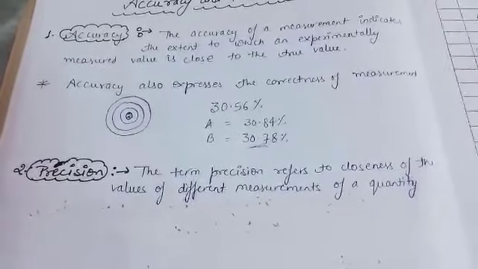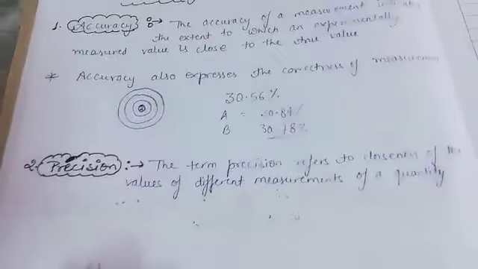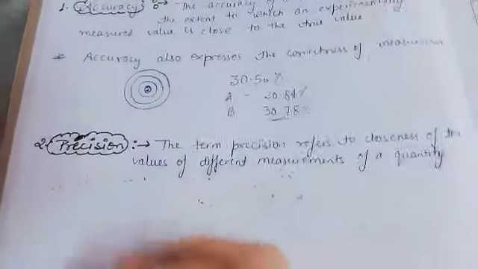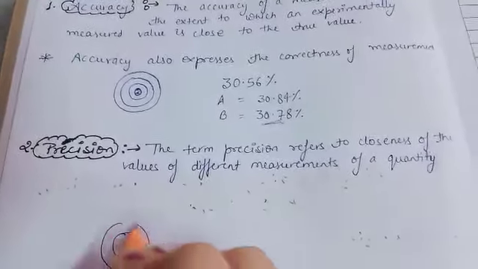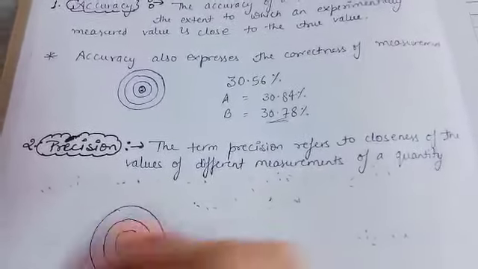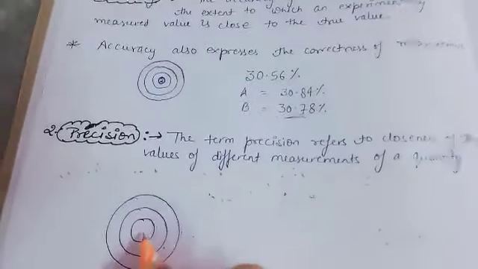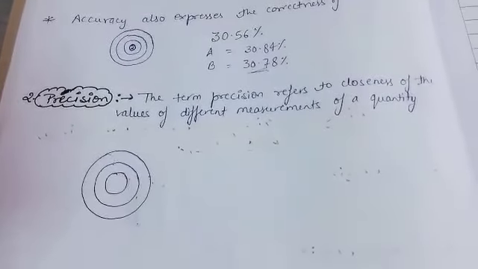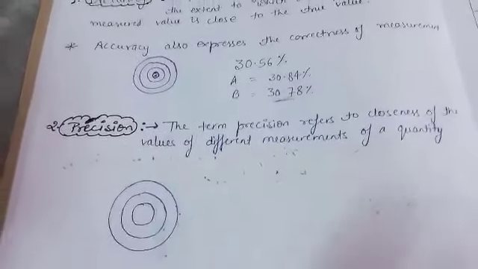Let us take one more example. Suppose in the same condition, in shooting and all, again you will get 10 marks, then 9, 8 and so on. Now in this case, maybe there is some error in the instrument, some small error can be there.